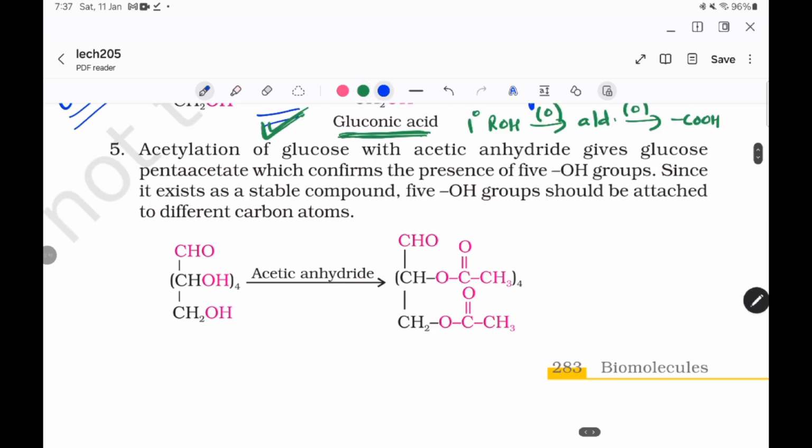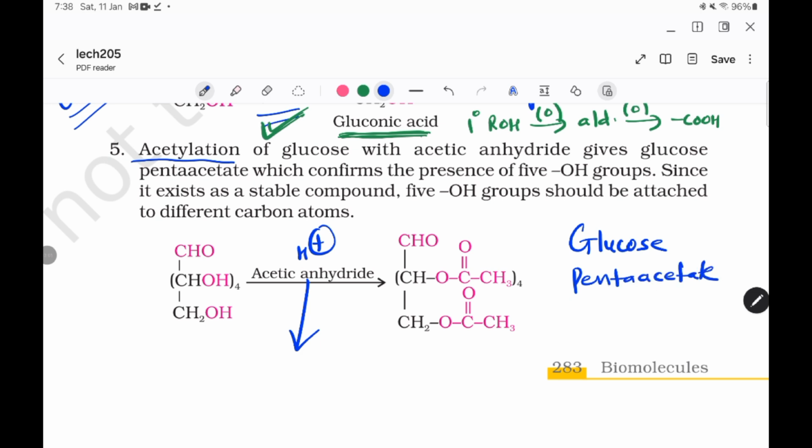The next thing is the reaction of glucose with acetic anhydride in the presence of concentrated H2SO4. This kind of reaction is called an acetylation reaction, and in it we get the formation of glucose pentaacetate. Since it is forming a pentaacetate, it shows that glucose contains 5 alcoholic or 5 hydroxyl groups.